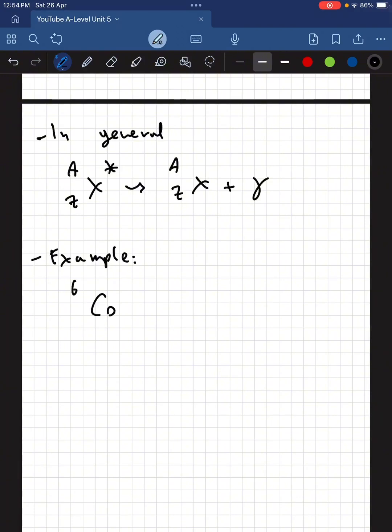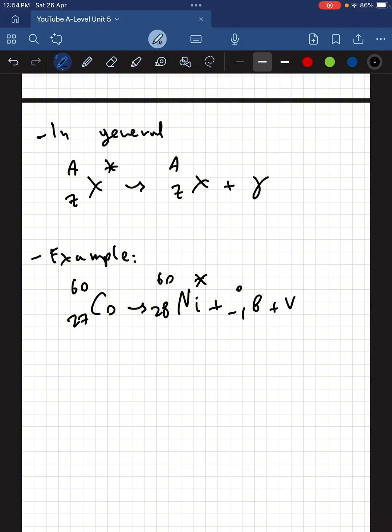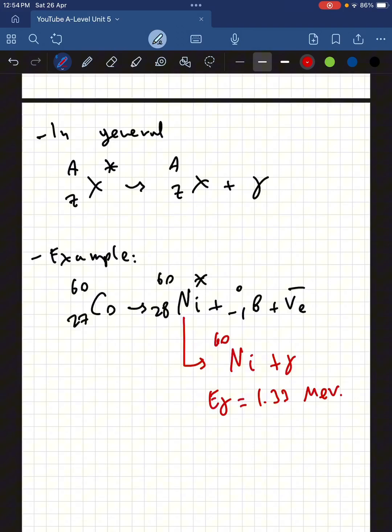So cobalt-60, with atomic number 27, decays to nickel, but in an excited state, nickel-60 with atomic number 28, by emitting a beta particle and an anti-neutrino. Now this guy though is in an excited state, so it decays to nickel-60 in the ground state plus a gamma particle, and the energy of the gamma particle is 1.33 MeV. So that's a lot of energy pretty much. This is how energetic gamma particles are. So gamma decay usually involves photon energies of the order of magnitude of 1 to 3 MeV.